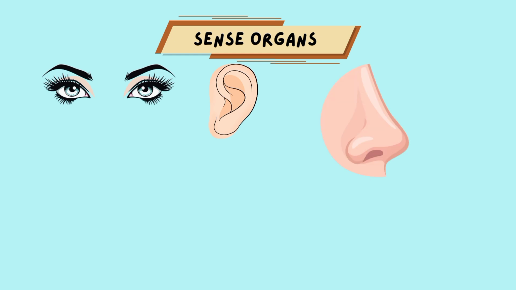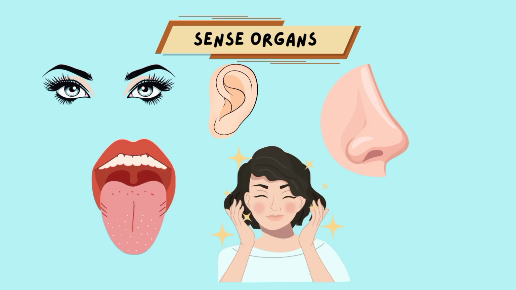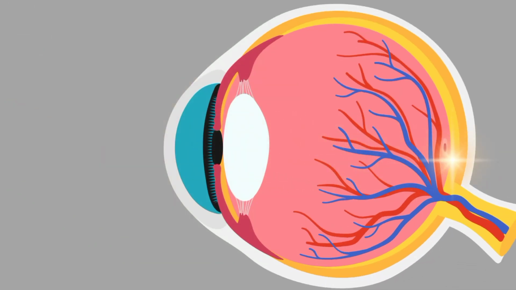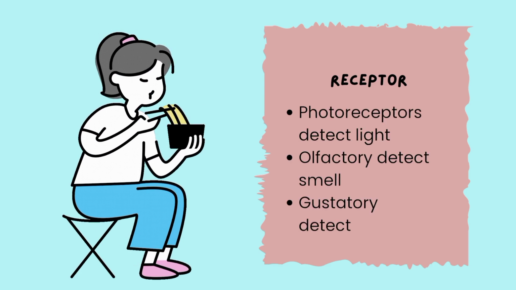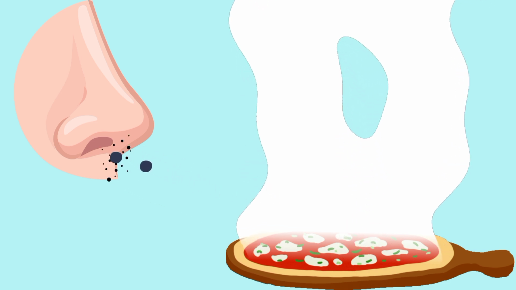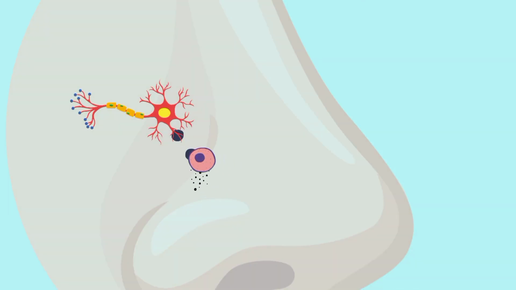To help neurons, we have special cells in our sense organs called receptors. They collect information from the environment and pass it on to the neuron. For instance, photoreceptors in our eyes detect light. Olfactory receptors in our nose detect smell. Gustatory receptors on our tongue detect taste.